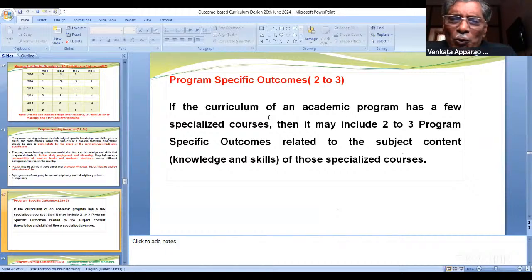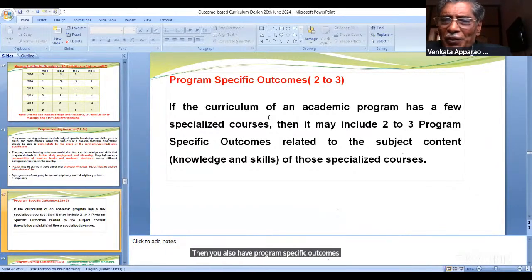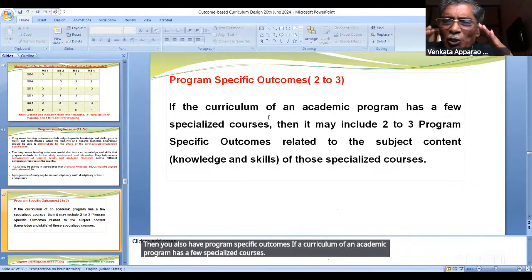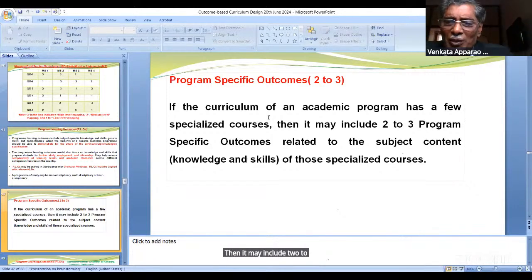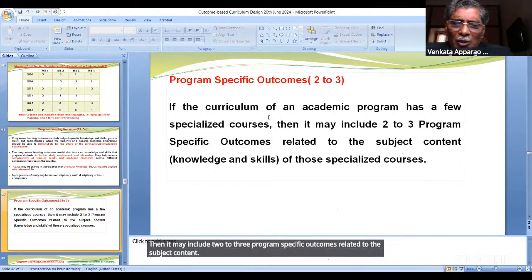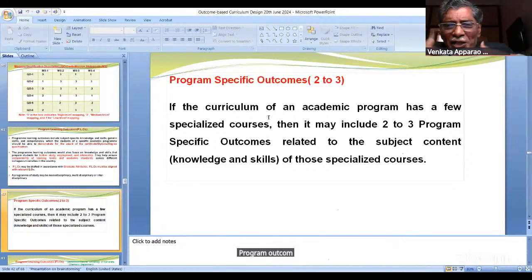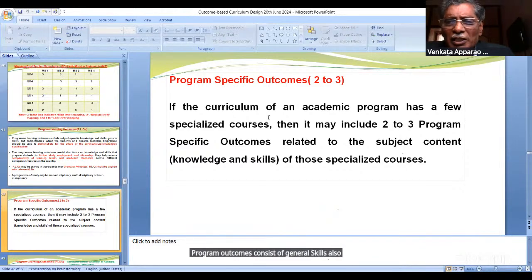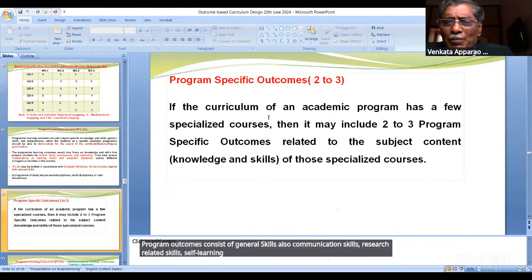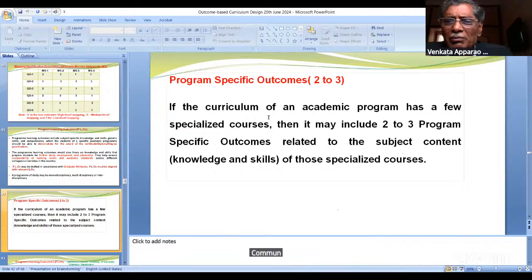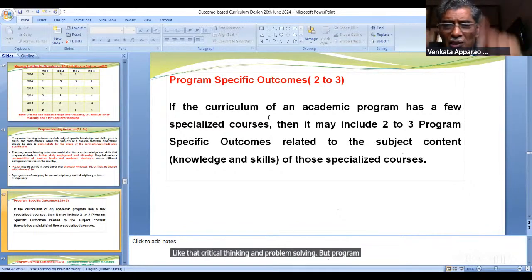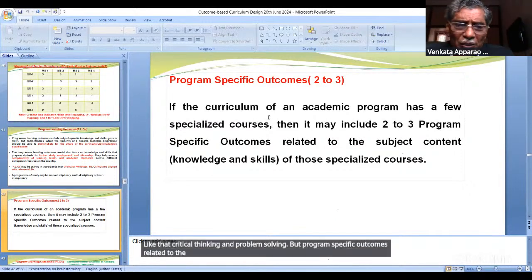Then you also have program-specific outcomes. If the curriculum of an academic program has a few specialized courses, then it may include 2 to 3 program-specific outcomes related to the subject content. Program outcomes consist of general skills also: communication skills, research-related skills, self-learning and lifelong learning, community engagement, multicultural competence, critical thinking and problem solving. But program-specific outcomes are related to the subject content only.